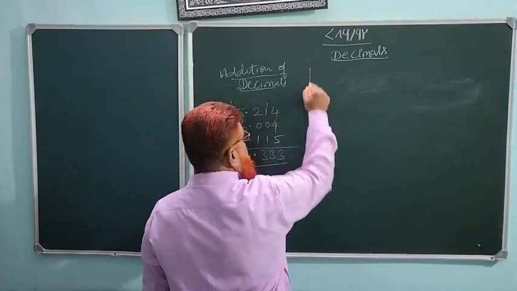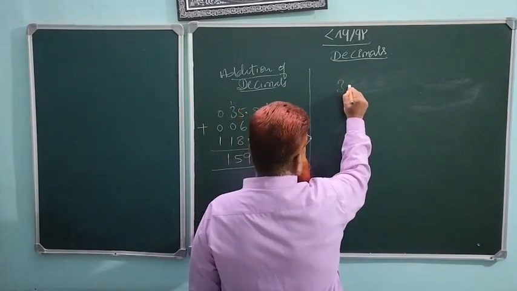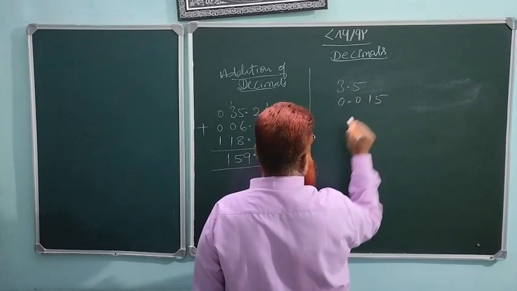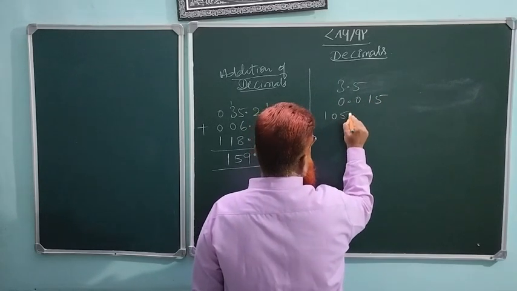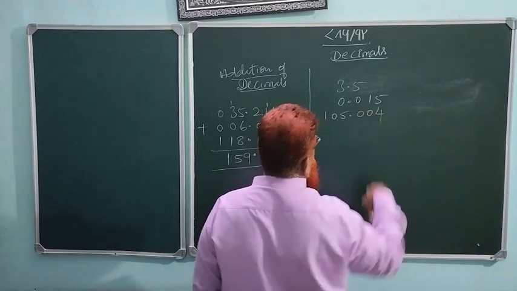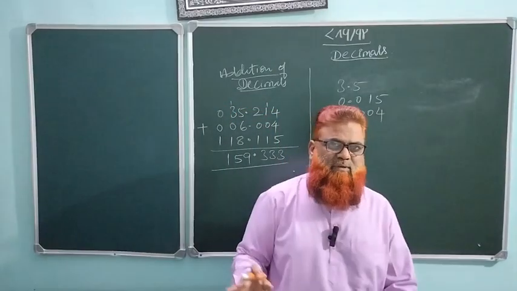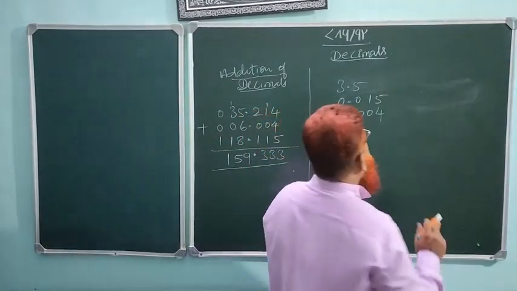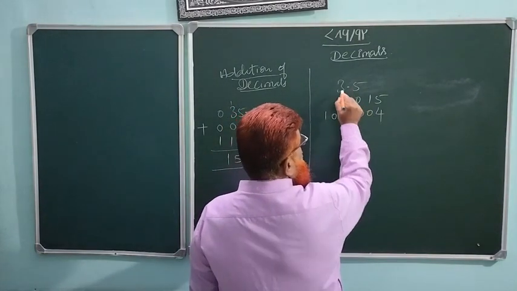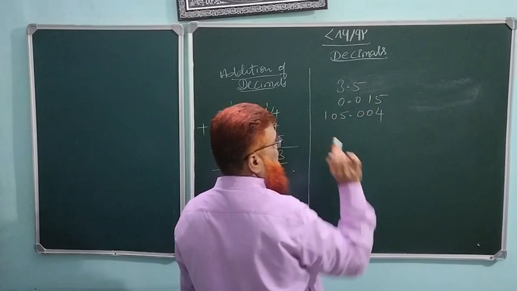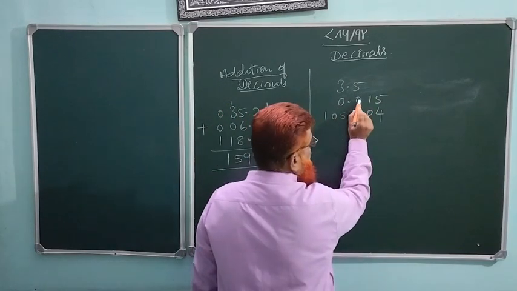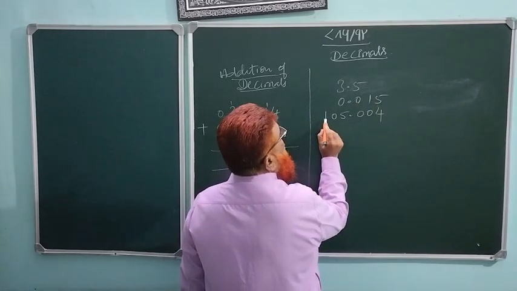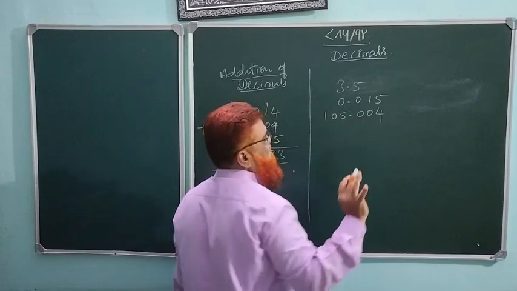Okay, now take another example of this one. 3.5, 0.015, 105.004. Here the three numbers which I have written for the addition are all different, because 3.5 has only a unit place along with the decimal tenth place. It has no tens place, no hundreds place. The 1 and 5 are in the hundreds, tens and units places, like this.